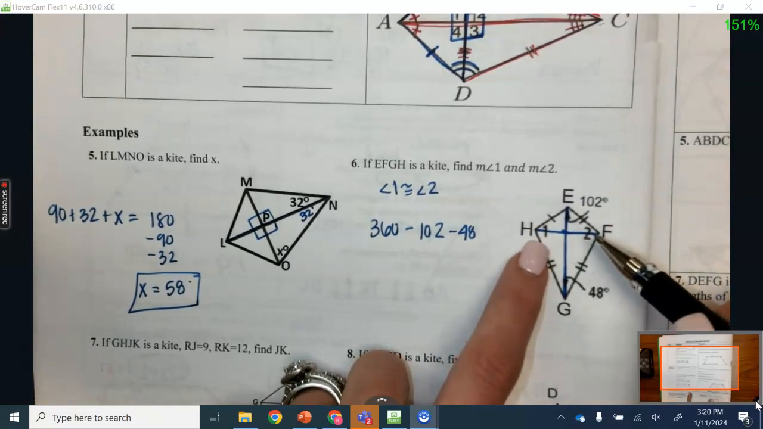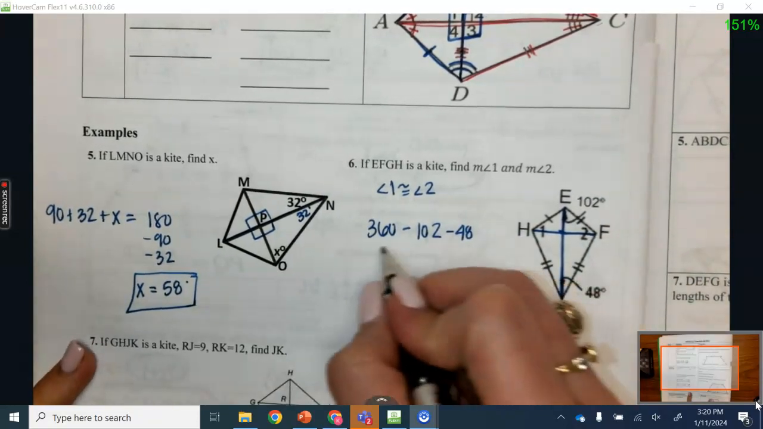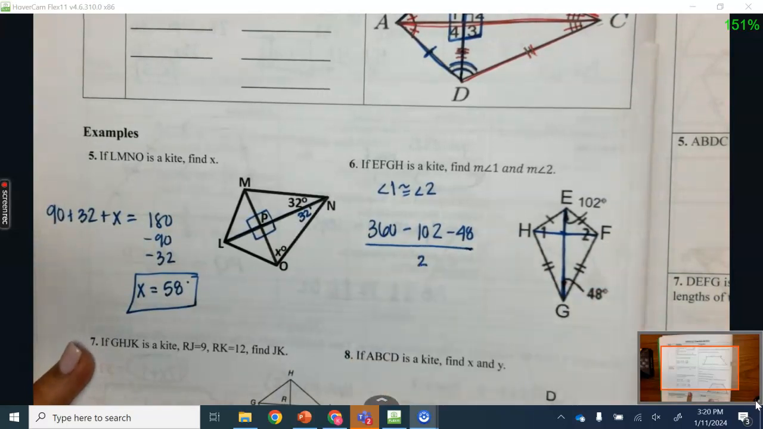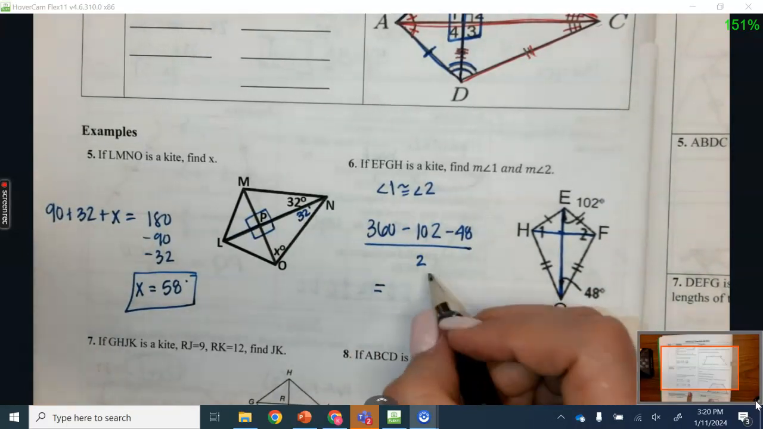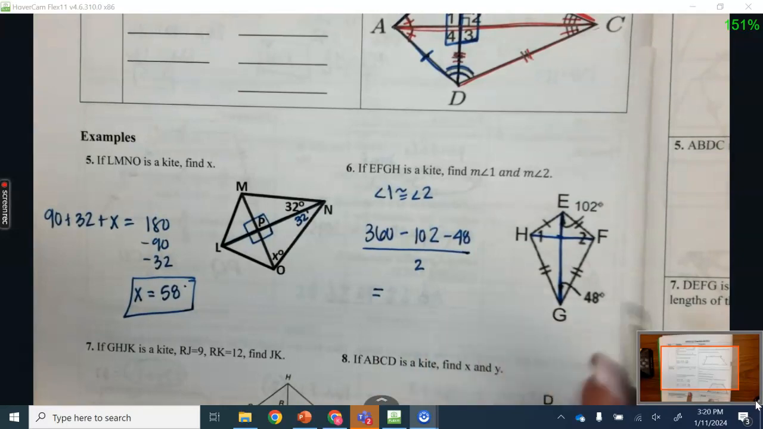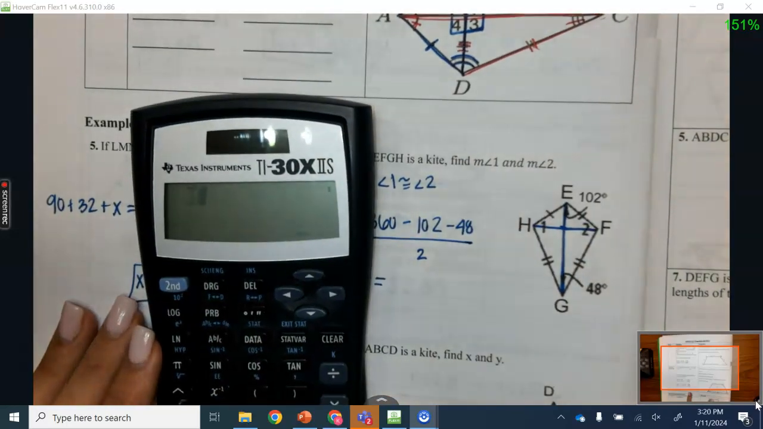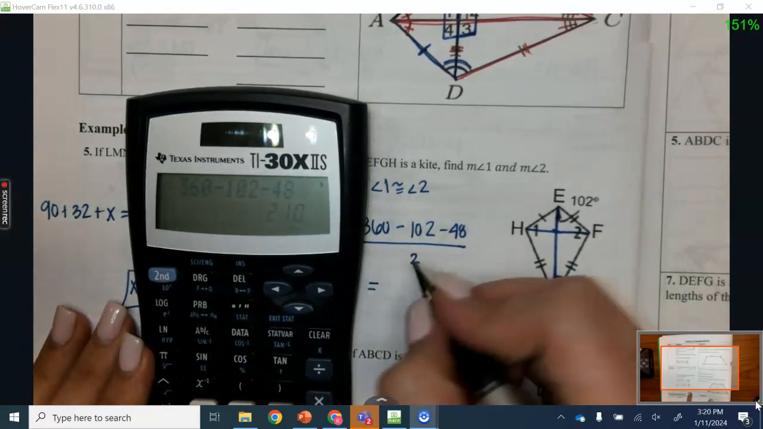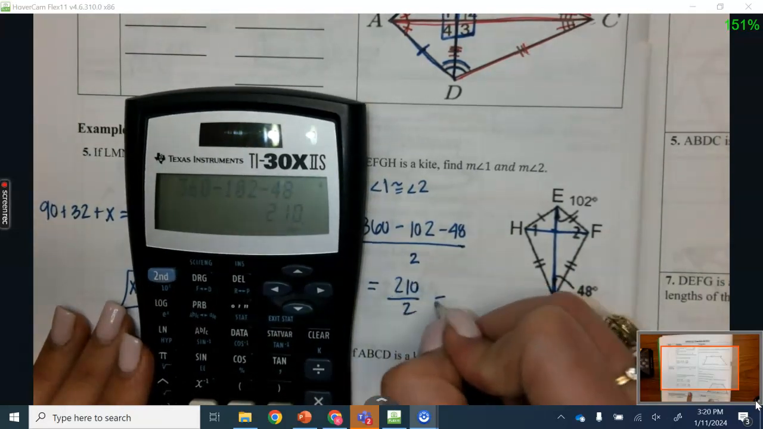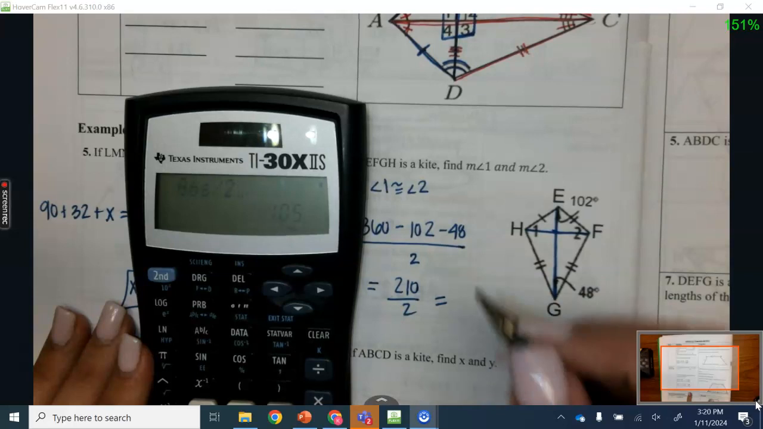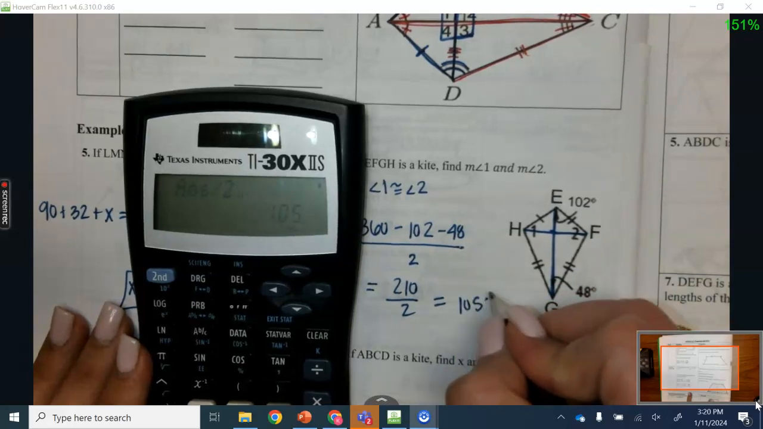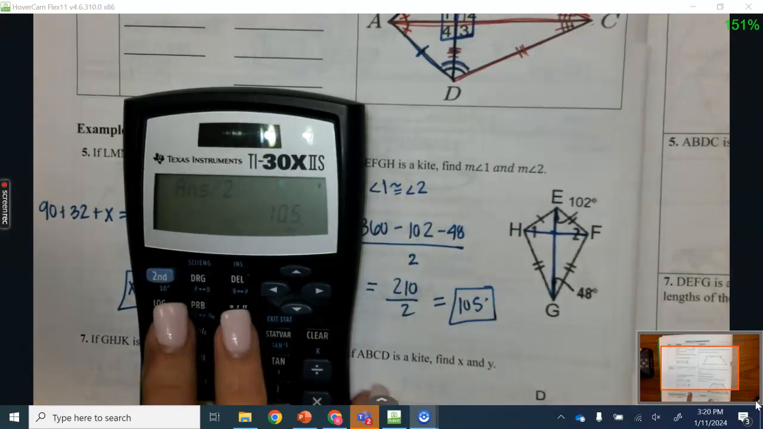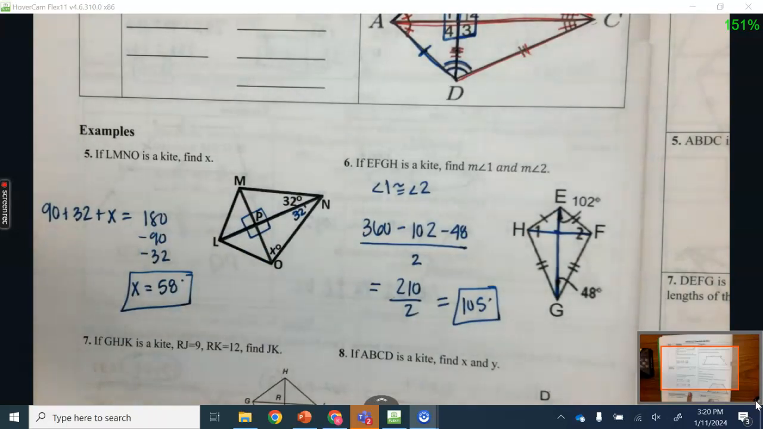And these two angles are congruent. So to figure out their measure, divide them by 2. Okay? So 360 minus 102 minus 48, that gets me 210. Divide that by 2, and each angle is equal to 105 degrees. Both angle 1 and angle 2 would be equal to 105.